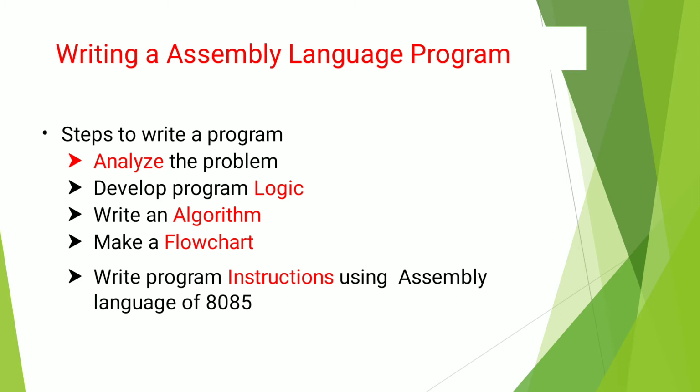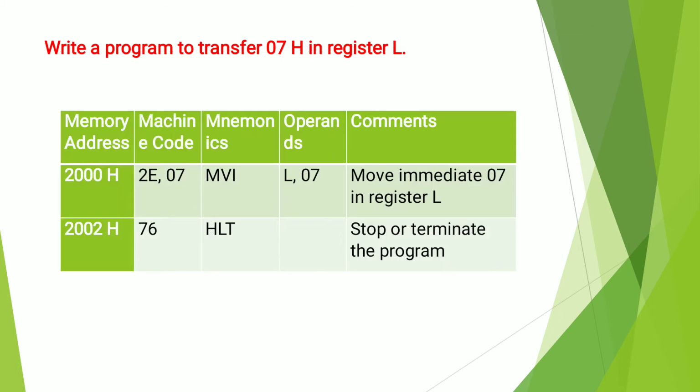There are steps for writing an assembly language program. First, analyze the program. After analyzing, develop the program logic. Then write the algorithm, then make a flowchart and write the program instructions using the 8085 instruction set. These are the basic steps to writing an assembly language program. For writing an assembly language program, make columns for memory address, machine code, mnemonics, operand and comments.